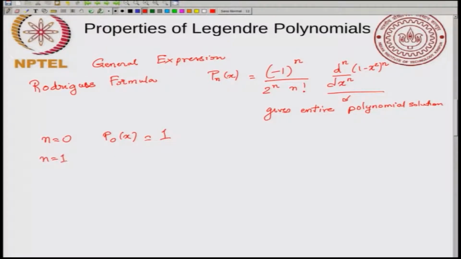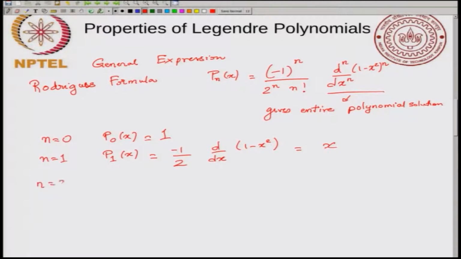Then n equal to 1, then you have P 1 of x. So, what is P 1 of x? You have minus 1 raised to 1, 2 raised to 1, that is 2, and 1 factorial is 1. So, you have 1 over 2. Now, what you have is d by dx of 1 minus x square. What is d by dx of 1 minus x square? It is just minus 2x. So, minus 2x times minus half is equal to x. So, P 1 of x is equal to x.